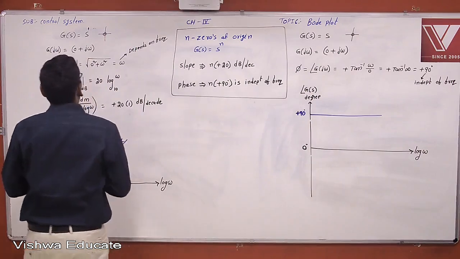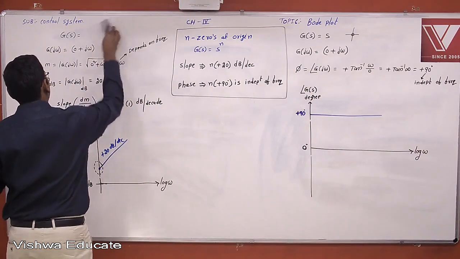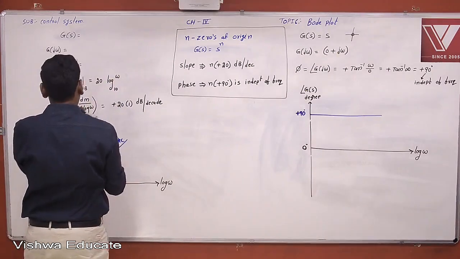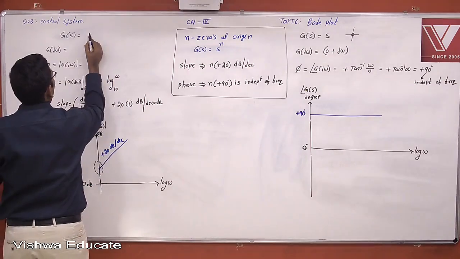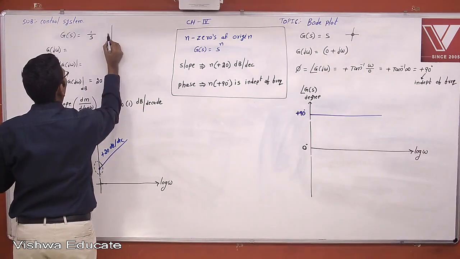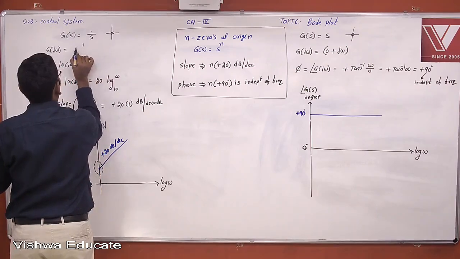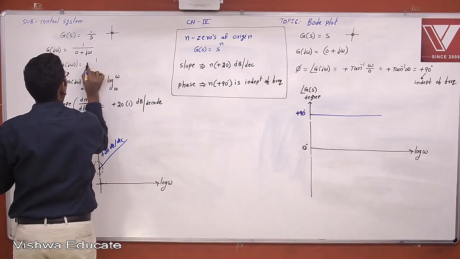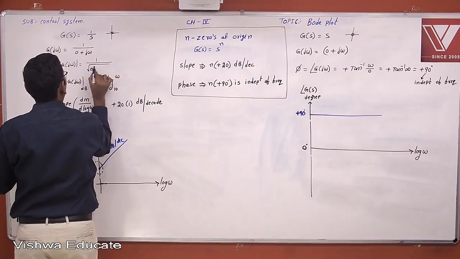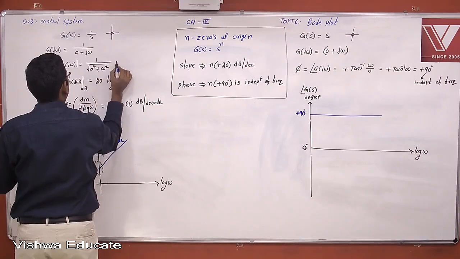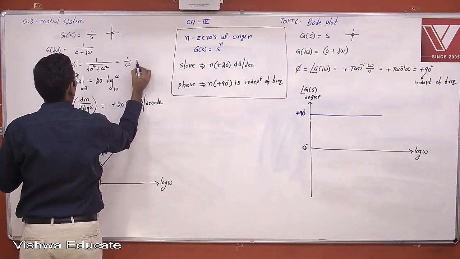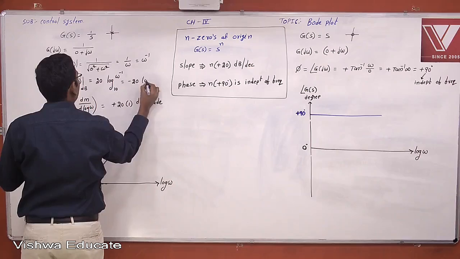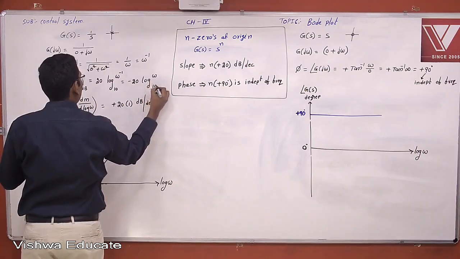Okay. Now in the same manner, this is zero at origin. Can we go for pole at origin? Then what should be the changes? G of S equal to 1 by S, one pole at origin. Now replace S by 0 plus j omega. The magnitude is 1 divided by the square root of real part square plus imaginary part square, 1 by omega, omega power minus 1, which is nothing but minus 20 log omega base 10.